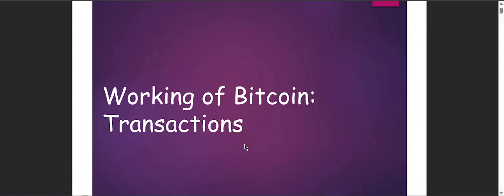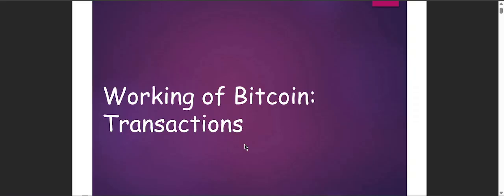So today what you're going to see is about Bitcoin transactions and their working. First of all, we have to know what we mean by Bitcoin. Bitcoin is a decentralized digital currency that works without a central authority. So there will be no banks and no other central authorities. It is based on blockchain, cryptography, and a peer-to-peer network, and consists of proof of work.